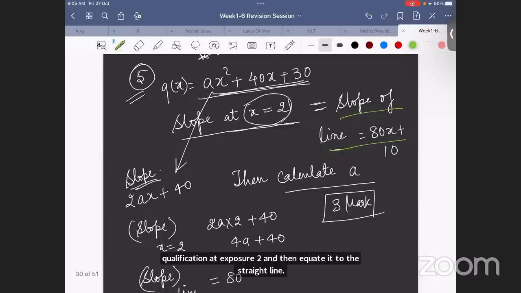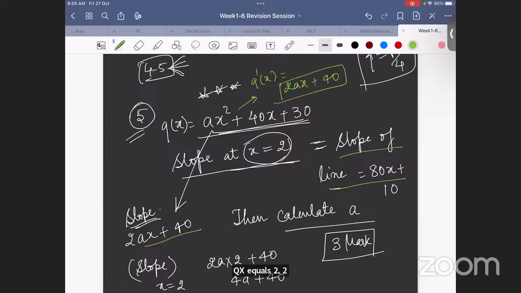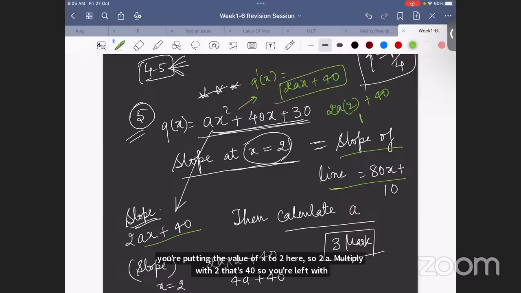To calculate the slope, you can do two things. If you remember the formula, well and good. If you don't remember the formula, just differentiate it. Q dash x equals 2ax plus 40. With the differentiation also, you are getting the same thing. Now put the value of x equals 2 because you have to calculate the slope at x equals 2. So 2a multiplied by 2 plus 40, you're left with 4a plus 40. This is the slope.